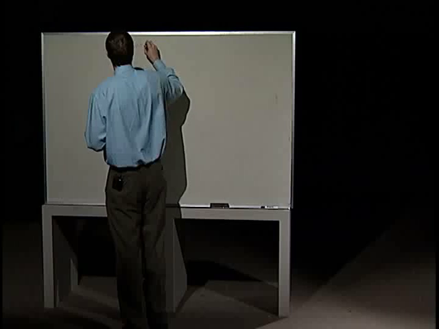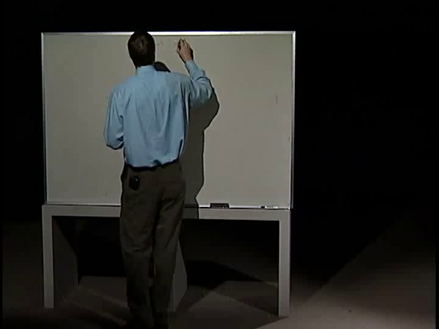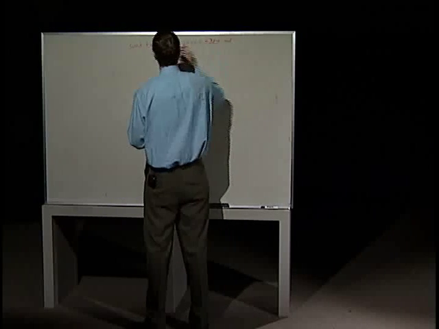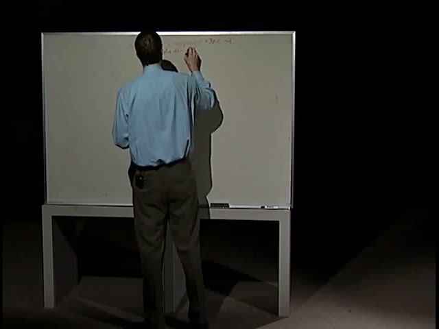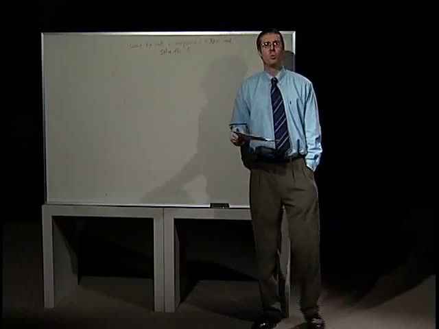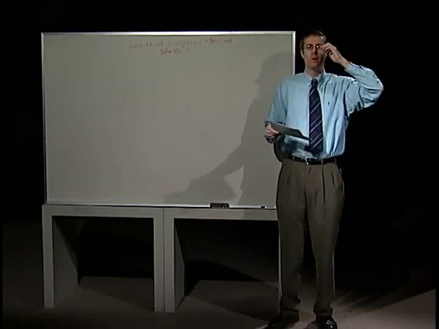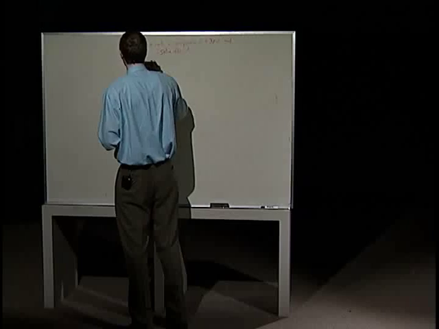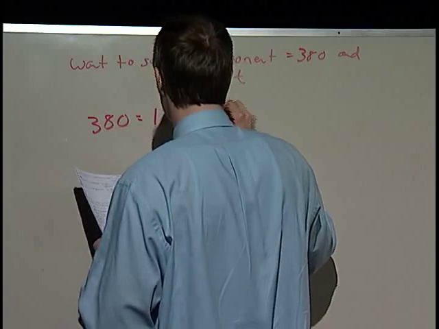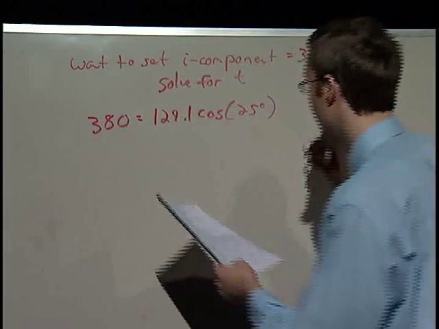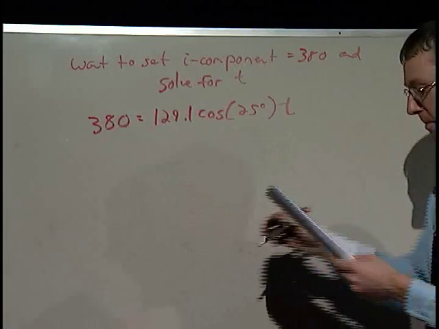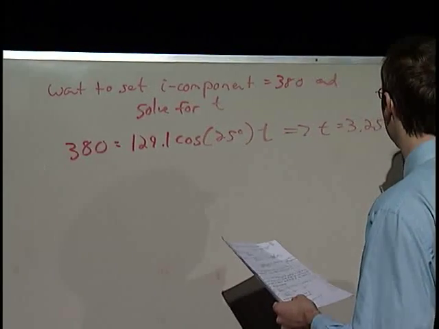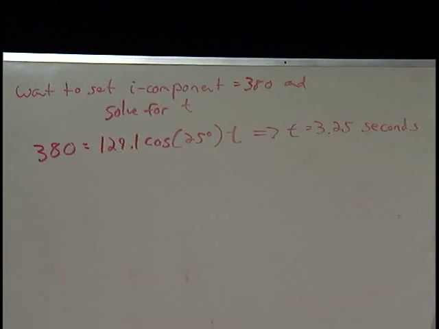So we want to set the i component equal to 380 and solve for t. In other words, we want to figure out how much time has elapsed when the ball gets to the wall, and then ask ourselves how high in the air the ball is then. Is it taller than the wall, or is it not? Okay, so we have 380 equals 129.1 times the cosine of 25 degrees times t. Divide by that garbage, and you get t is equal to 3.25 seconds when it finally gets to that point. So it takes that long to get to the wall.